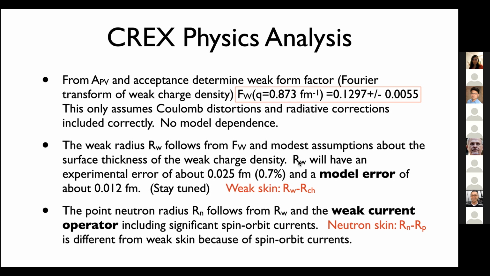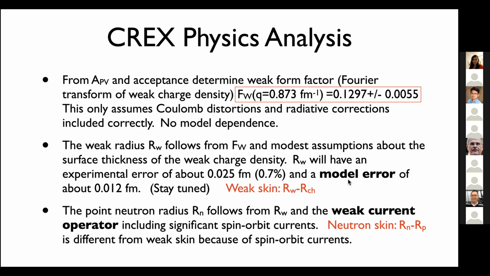So the weak radius, when it's extracted, will have an experimental error. The experimental error is the statistical plus systematic error in the measured parity violating asymmetry. That error will be about 0.025 Fermis. So that's 0.7% of the weak radius of calcium-48.